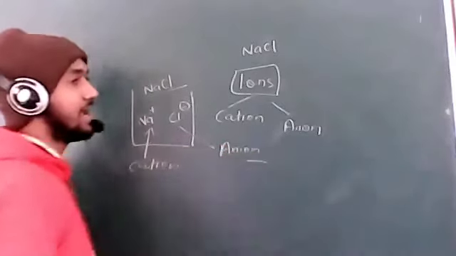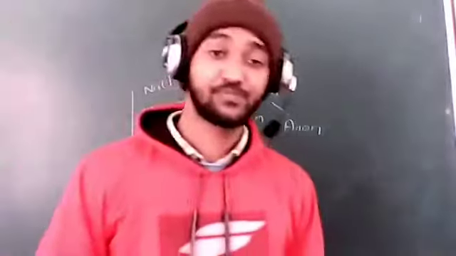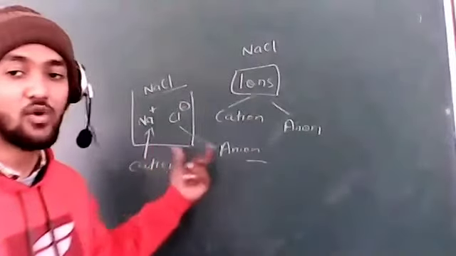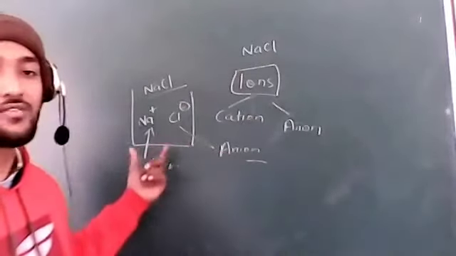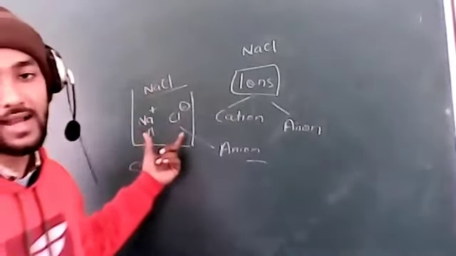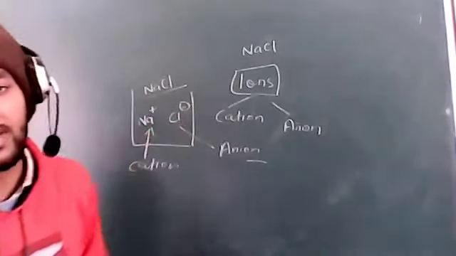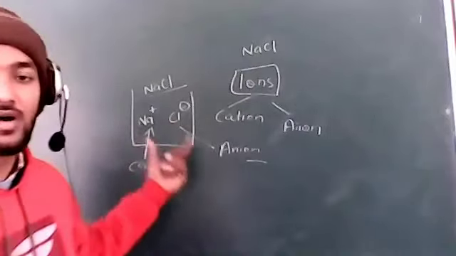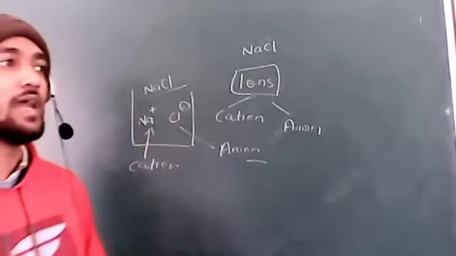And this cation and anion will act as charged particles. It means if they move, they will conduct charge, and the whole impure water will act as a conductor of electricity. So due to the presence of ions, impure water acts as a conductor of electricity.